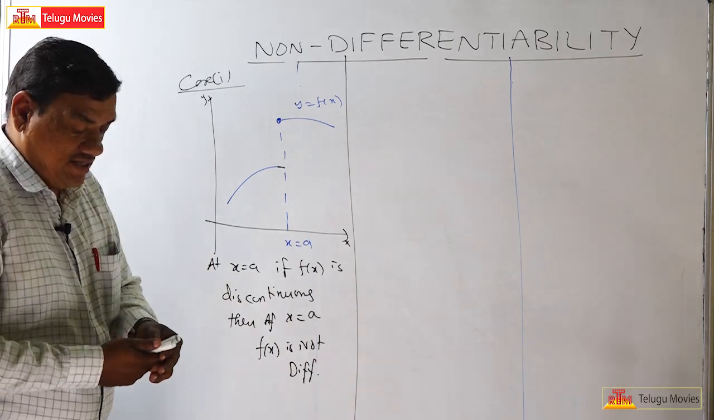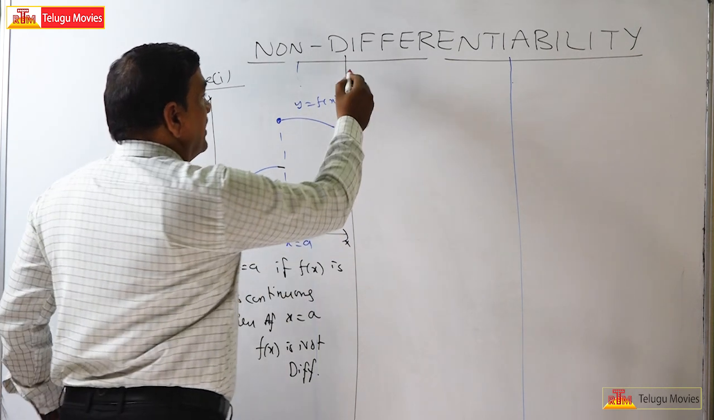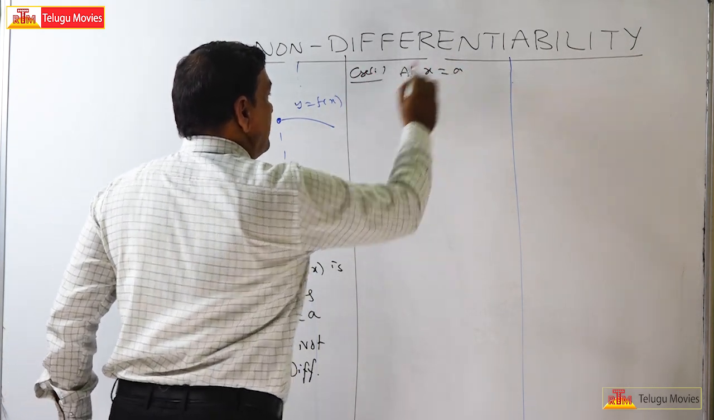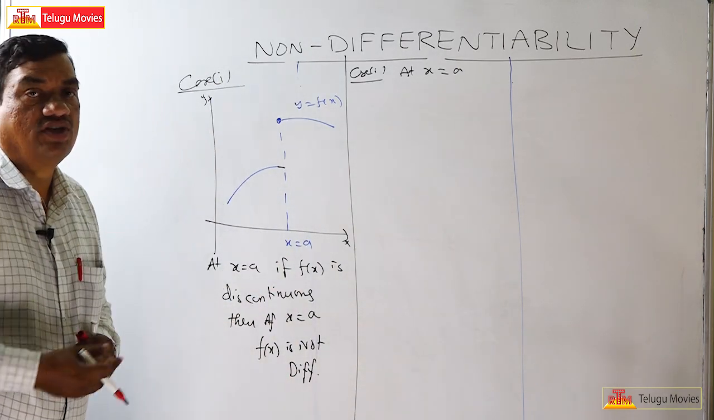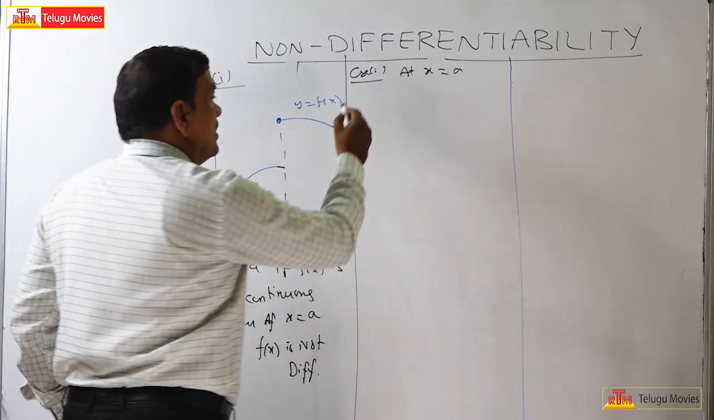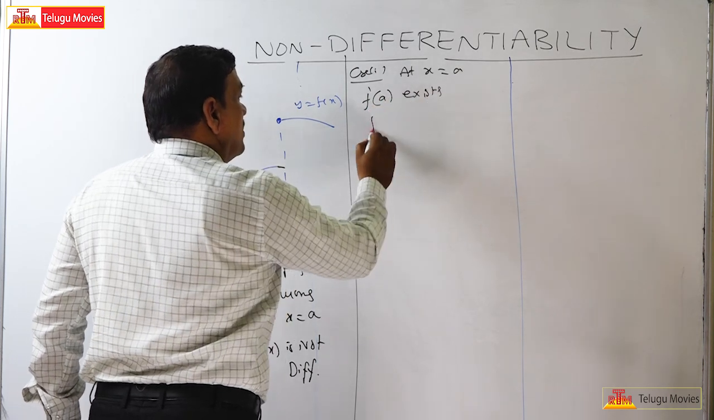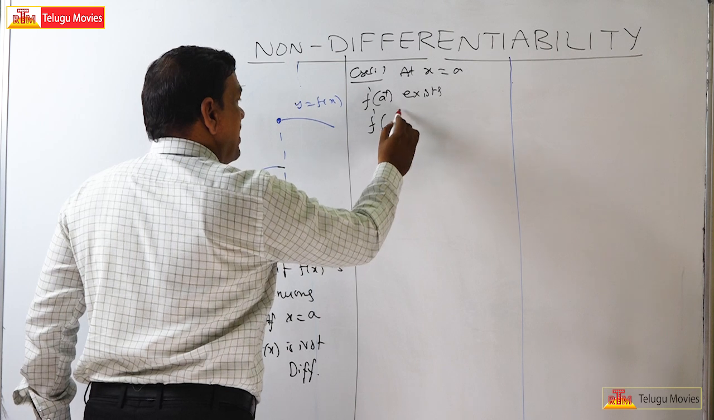Let us take the second case. At x is equal to a, given a function y is equal to f of x, f dash of a plus and f dash of a minus exist.